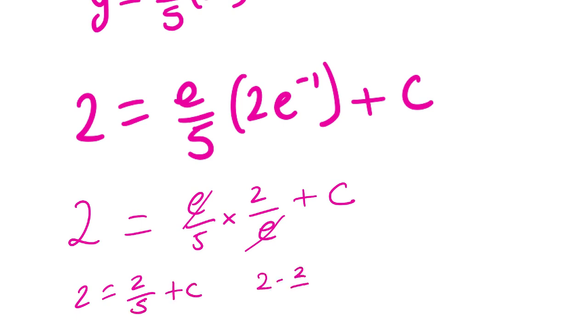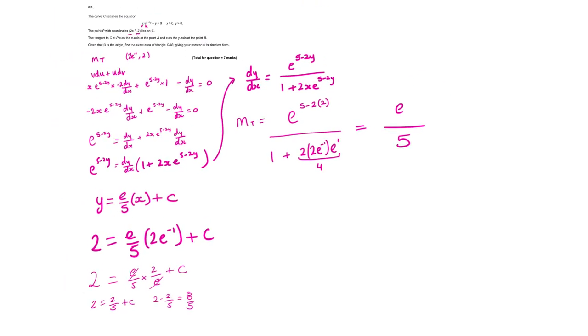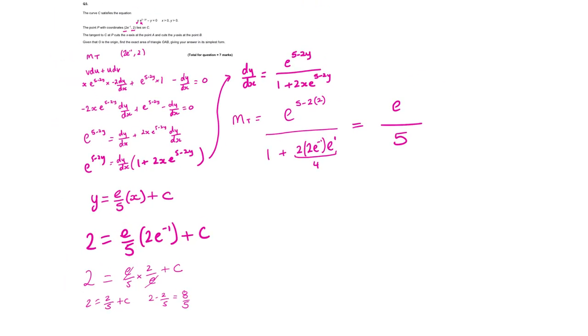So 2 minus 2/5 equals c. This is 8/5. Okay, so it's 8/5 right here. So our equation of a straight line is y equals e over 5 x plus 8 over 5.